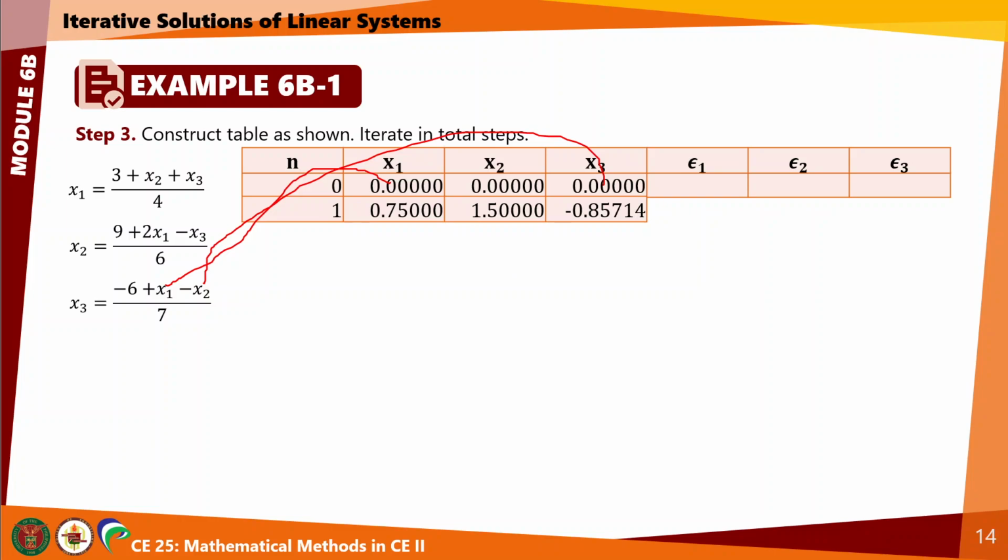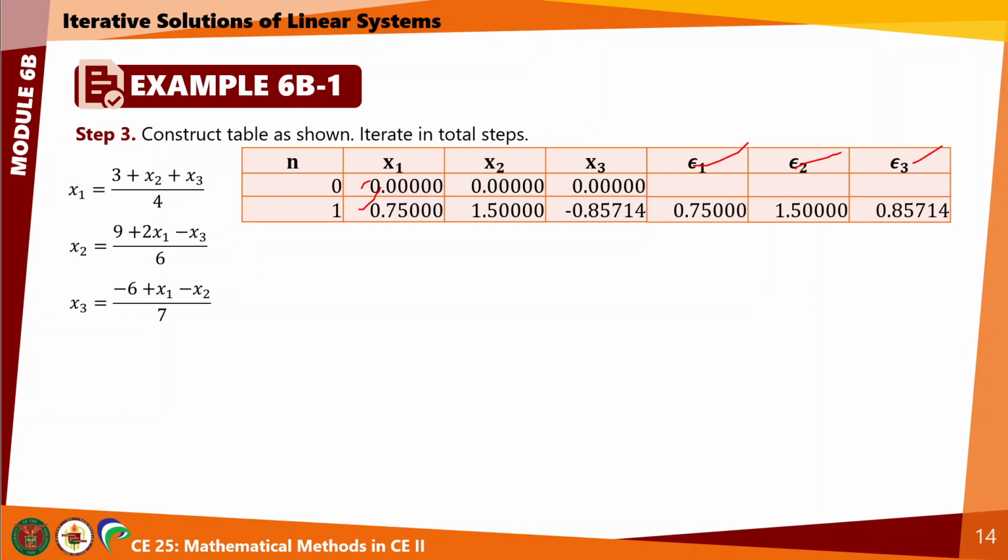Okay? Tapos sa mga error dito, yung values niyan are computed by getting the absolute error. Okay? Meaning, yung previous value and current value ng bawat unknown variable x natin, susubtract natin and get the absolute value. So, parehas lang naman yan. So, it's 0.75, 1.5, tsaka 0.857. And then we just continue.